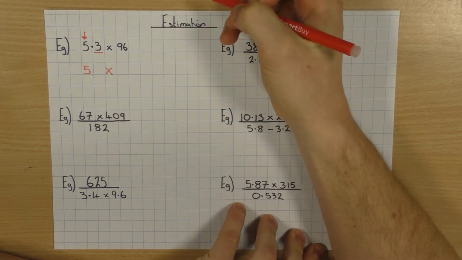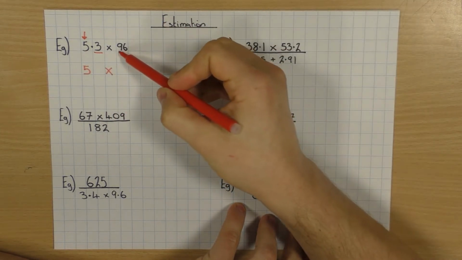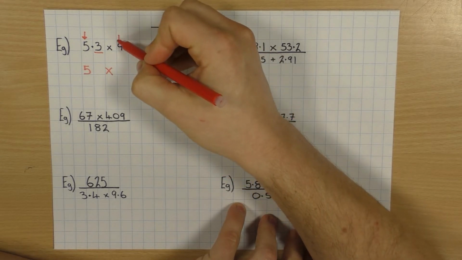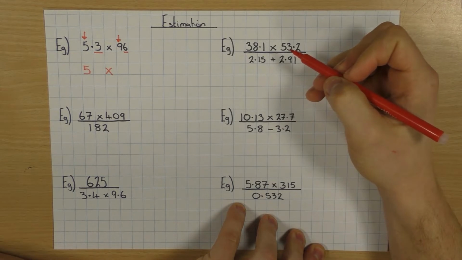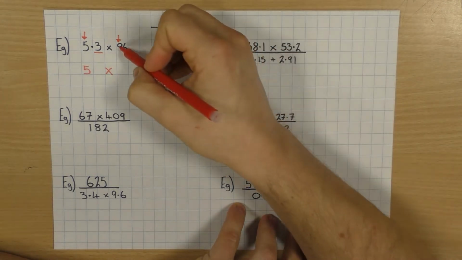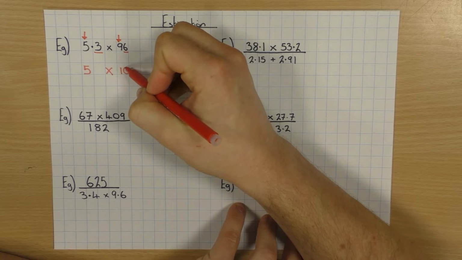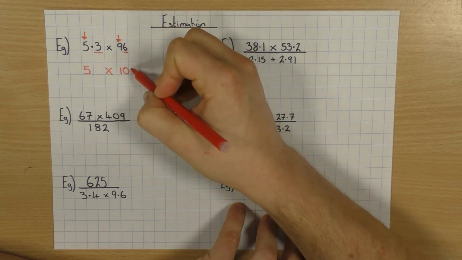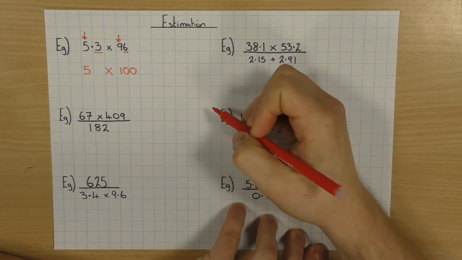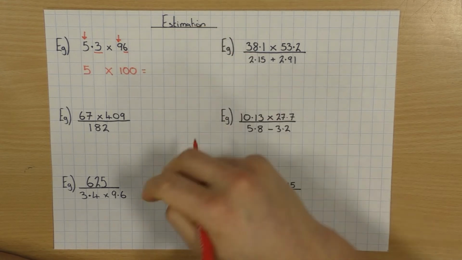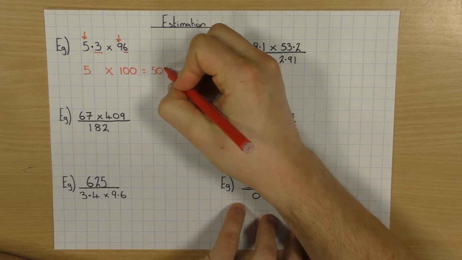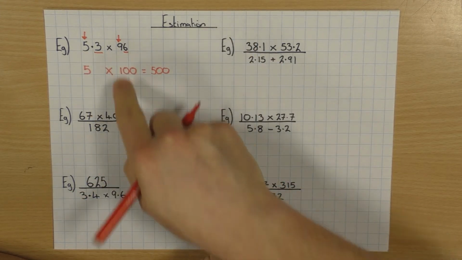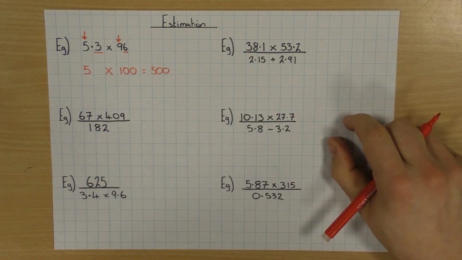I'm still going to times, and what am I going to change this to? Well, 9 is the first significant figure. The 6 tells me that I need to round it up, in which case the 9 becomes a 10, and don't forget I need to replace that 6 with a 0. All I do now is just work this out: 5 times 10, 50. So the estimate for this calculation is 50.